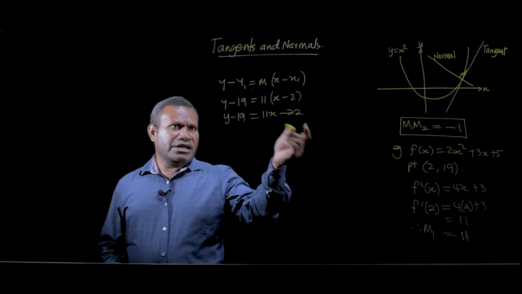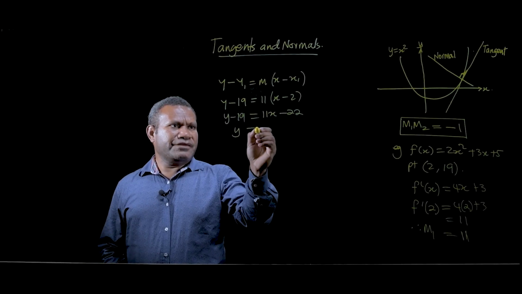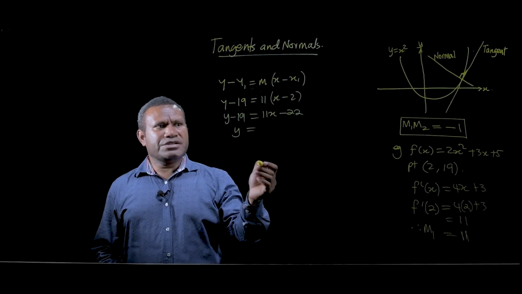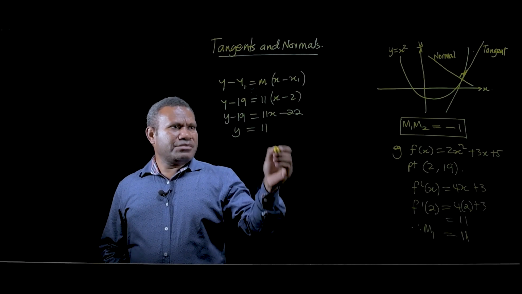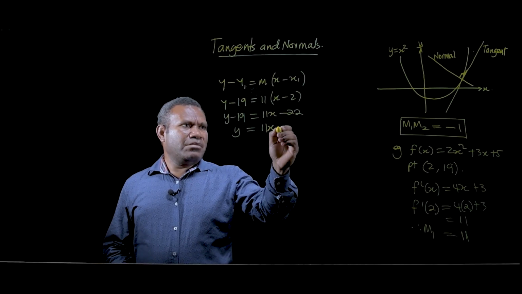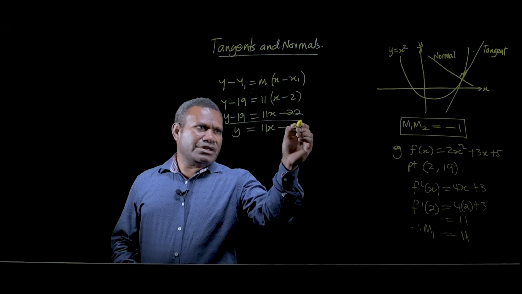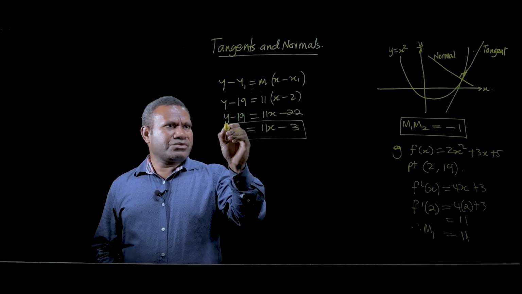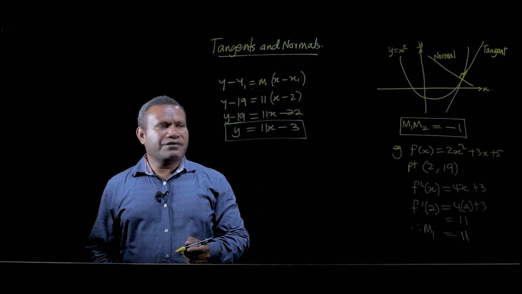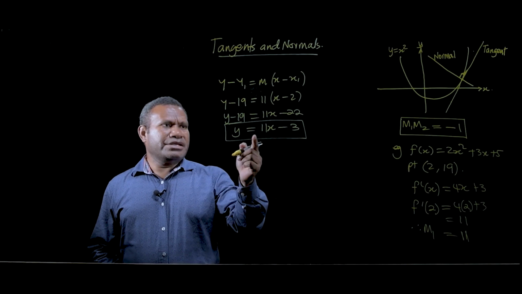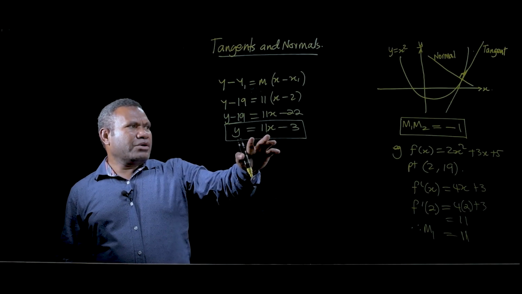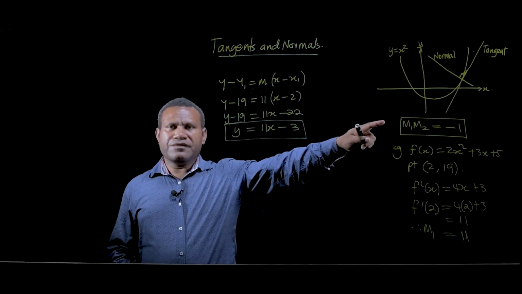Taking the negative 19 over to the other side, it becomes positive. So the equation now becomes y equals 11x minus 3. What is this equation? It is an equation of a straight line in gradient-intercept form, and it is the equation of the tangent that we have calculated.